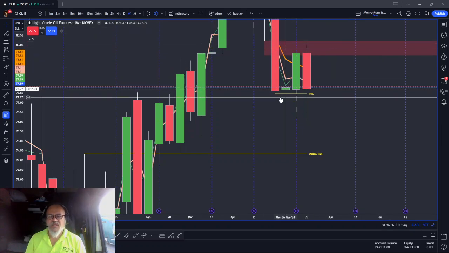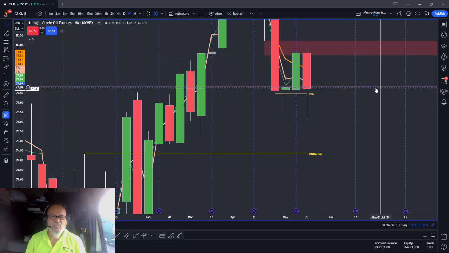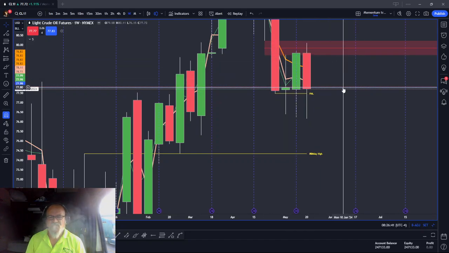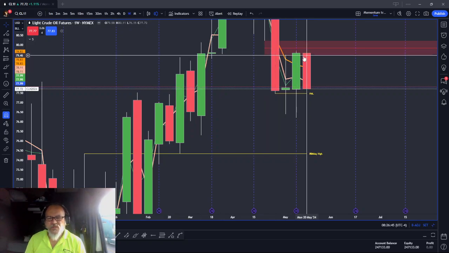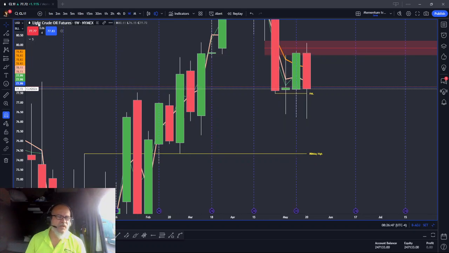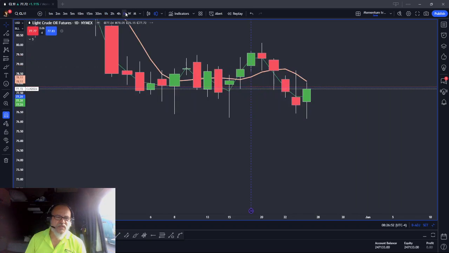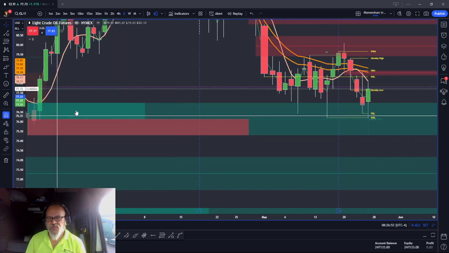Otherwise, we could just sit here and consolidate for a while, which is very possible as well, and see what happens. All right. That's the weekly. Let's see what the daily is telling us.